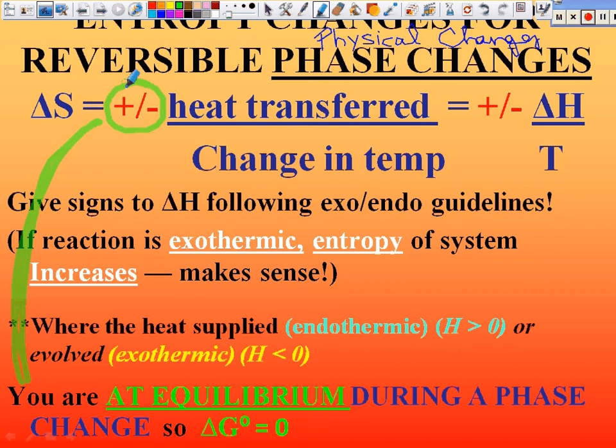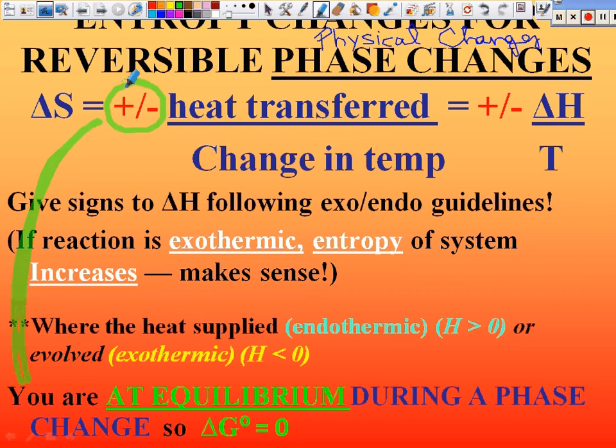Exothermic or endothermic. Okay? So what we can determine is based on the enthalpy change of a physical change, you can then determine the entropy change or vice versa. So give the signs to delta H following exo and endothermic guidelines. So you may have read it, but it's in there. These are things that you should know, but we're just stating them out loud. If a reaction is exothermic, the entropy of a system increases.